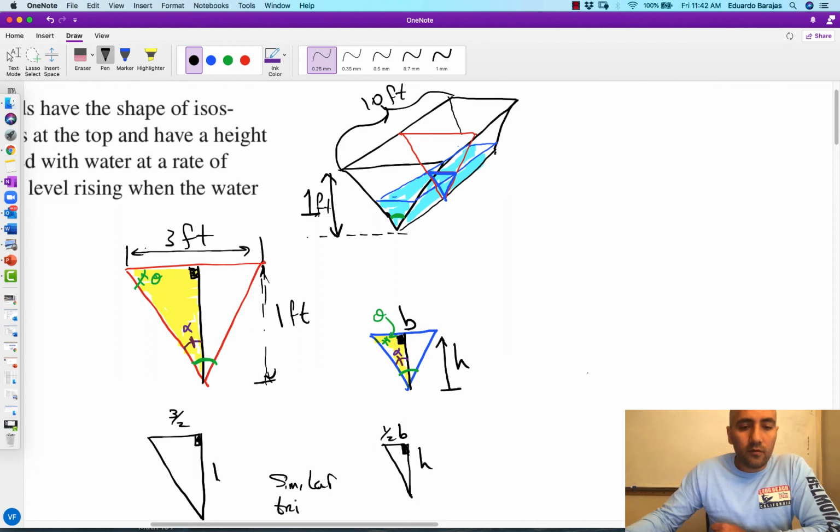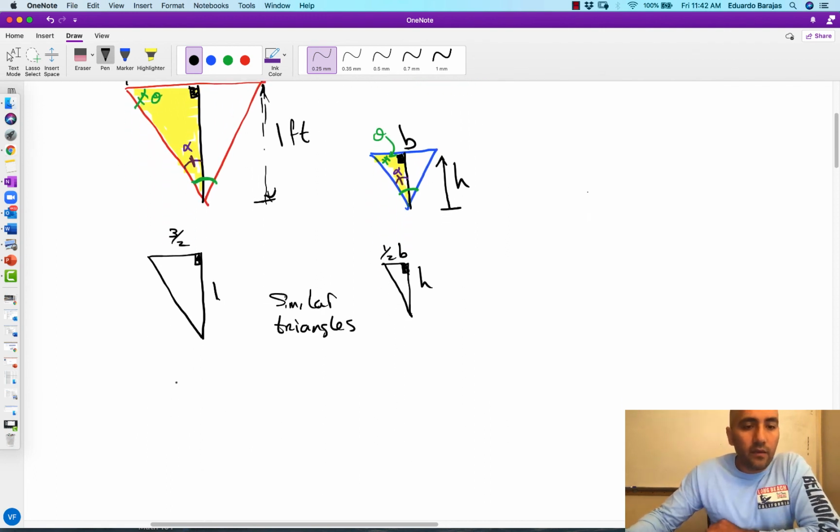And these two are similar triangles. Similar triangles. So because they are similar triangles, it must mean that I can say that this leg divided by this leg is equal to this leg divided by this leg. So I'm going to say that 3 divided by 2 over 1 must be equal to 1/2 b divided by h. Good, good, good. Okay, so now if I simplify all this, I get that 3 divided by 2 must be equal to b divided by 2h.